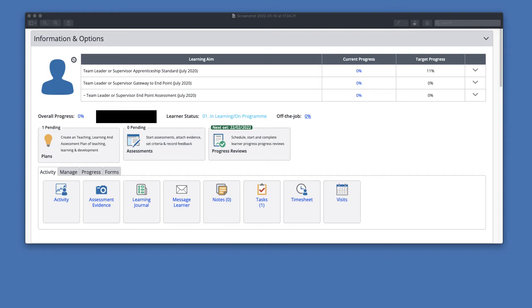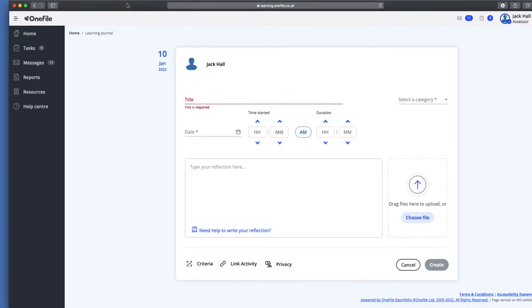Your journal can be accessed by going onto your Onefile homepage and selecting the Learning Journal button. This will load up a page which looks like this.